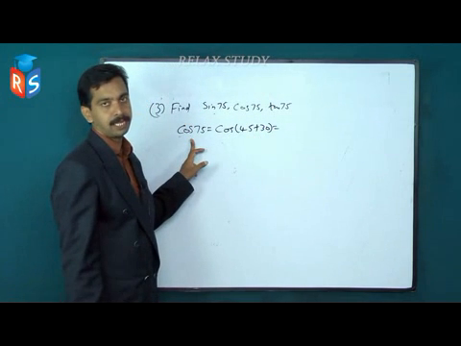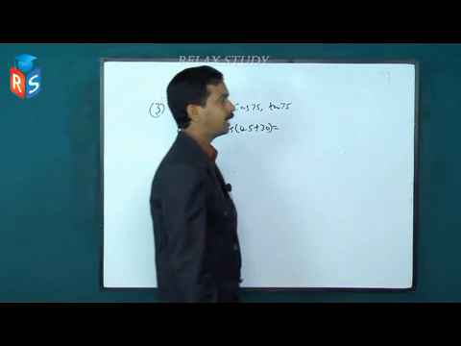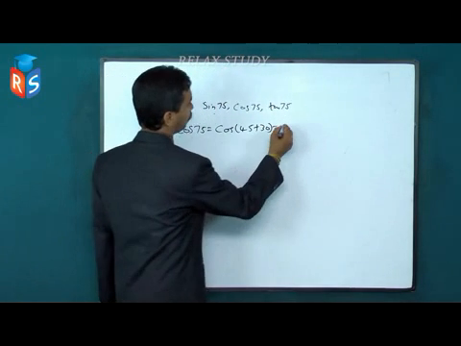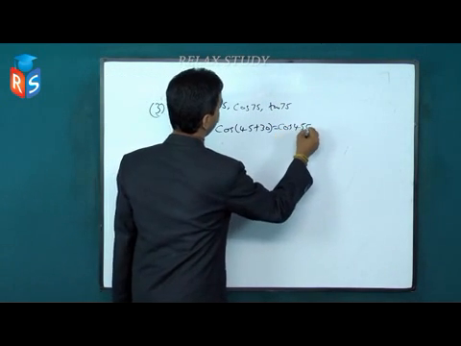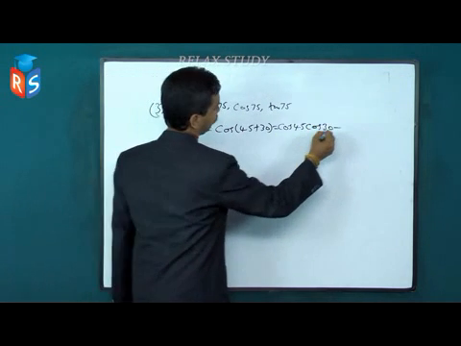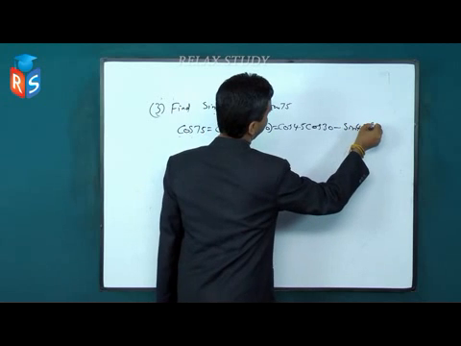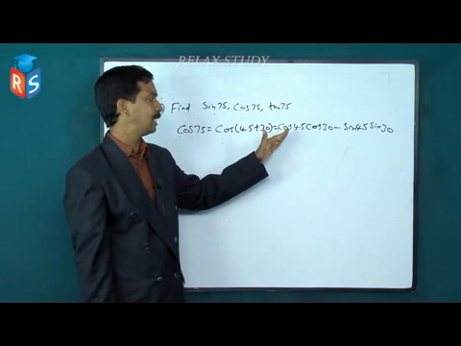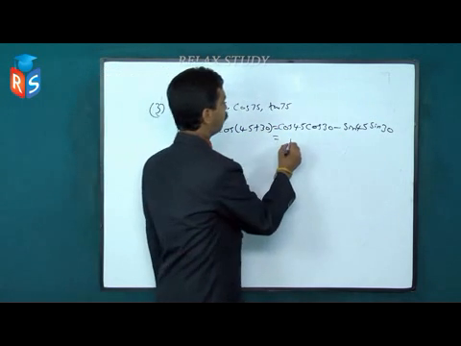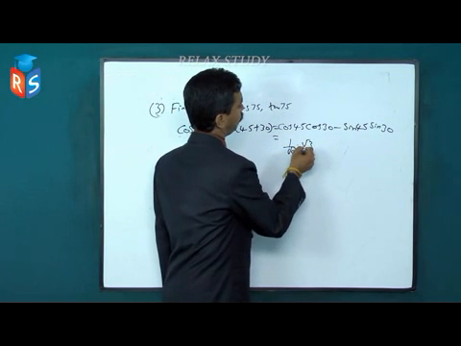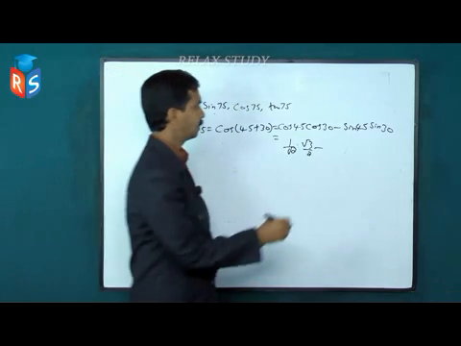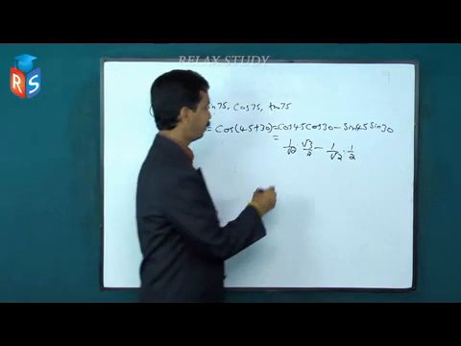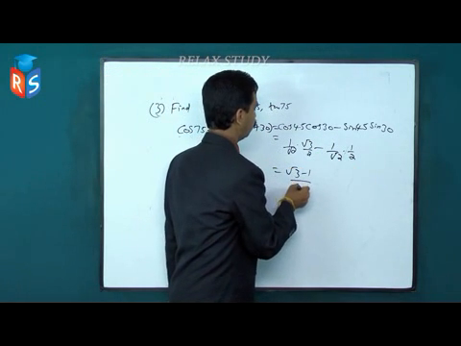Cos of A plus B. We have studied cos of A plus B equals cos A cos B minus sin A sin B. So cos of 45 plus 30 equals cos 45 cos 30 minus sin 45 sin 30. So replace the values of cos 45, cos 30, sin 45 and sin 30. 1 by root 2 into root 3 by 2 minus 1 by root 2 into 1 by 2. Here also taking the LCM or simplifying, root 3 minus 1 by 2 root 2.